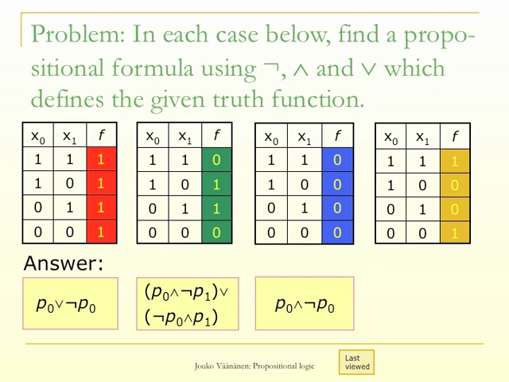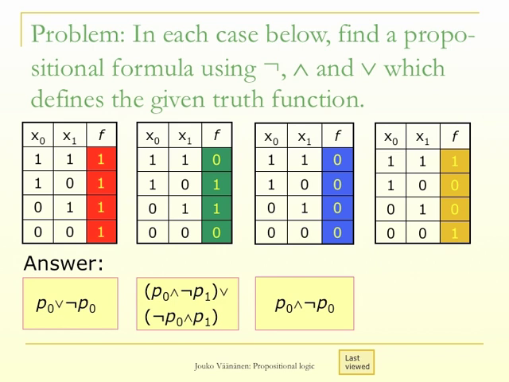The final truth function. Again, we have two one rows. We have to build a formula using only not, and, or, so we cannot take the formula p0 if and only if p1, although this formula clearly defines the given truth function. So we use the method of disjunctive normal forms.